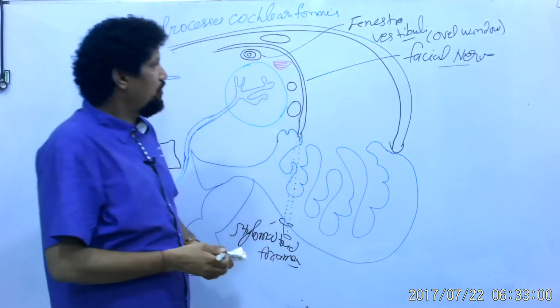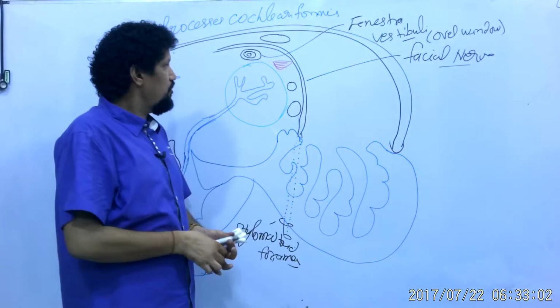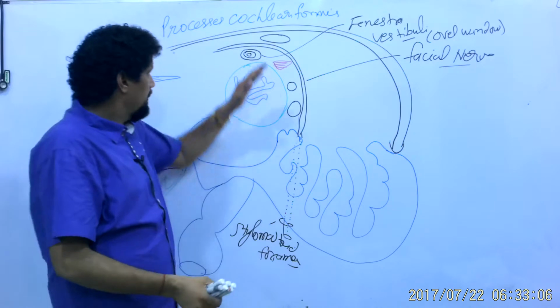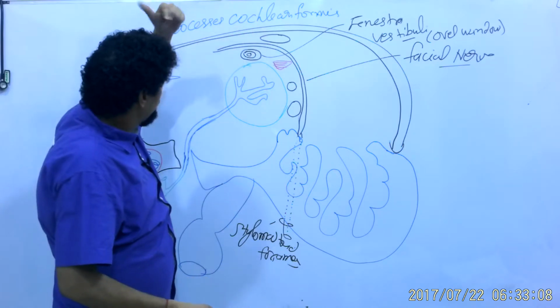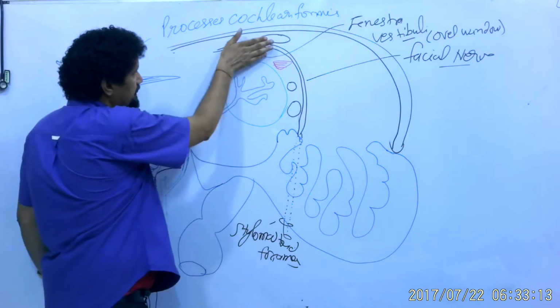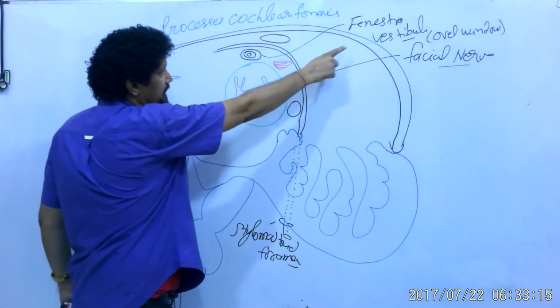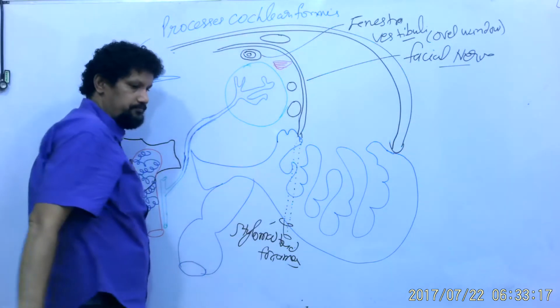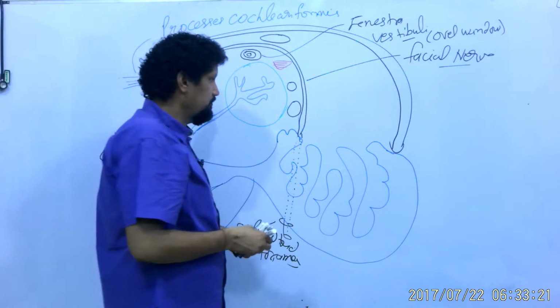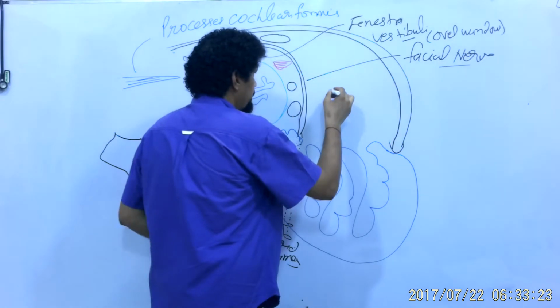This oval window is closed by the footplate of the stapes. So, the stapes is closing this fenestra vestibuli or the oval window. The stapes is a small bone like this.